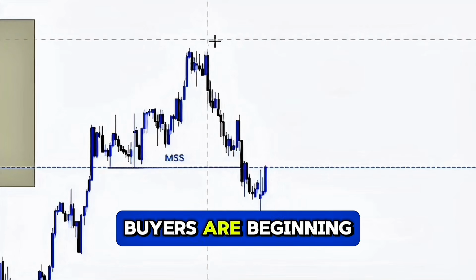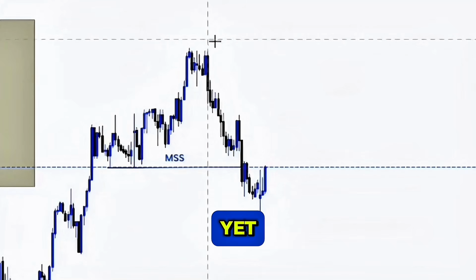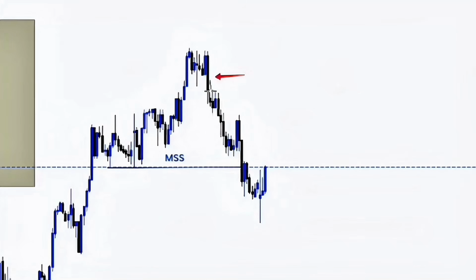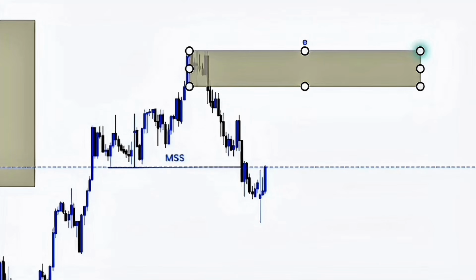It tells me buyers are beginning to lose control and sellers are stepping in, but I still do not enter yet. I now look for the move that caused the market structure shift. Here we have a strong bearish drop. The candles just before that move form my lower time frame supply zone, and that becomes my entry.